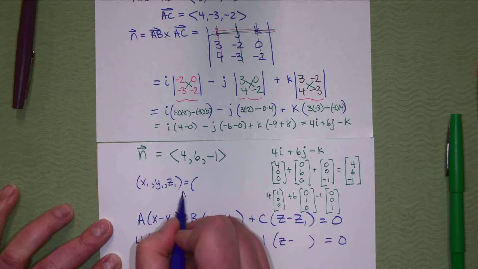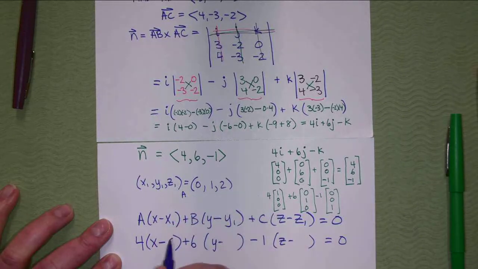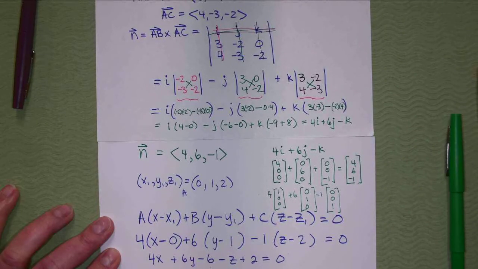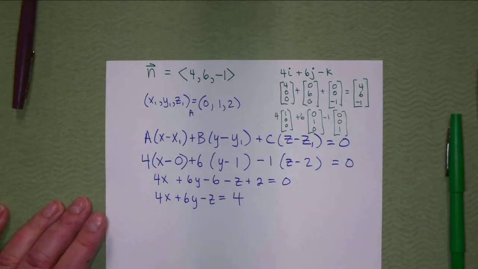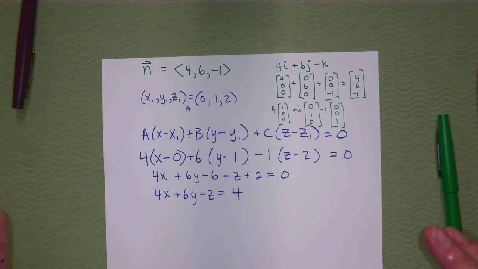So if we use the point A, 0, 1, 2, and then we just work this out. This is 4x, 6y minus 6, minus z plus 2. I just move the numbers over to the other side, and that would be your equation.